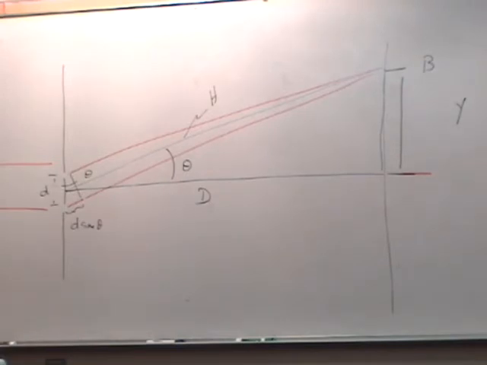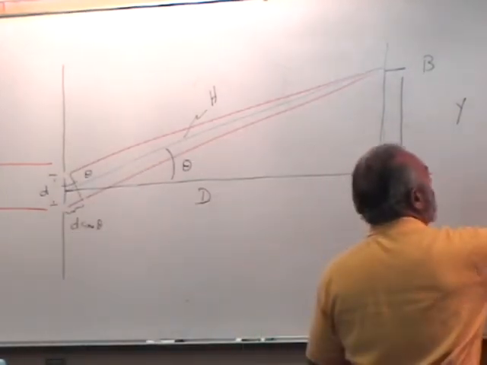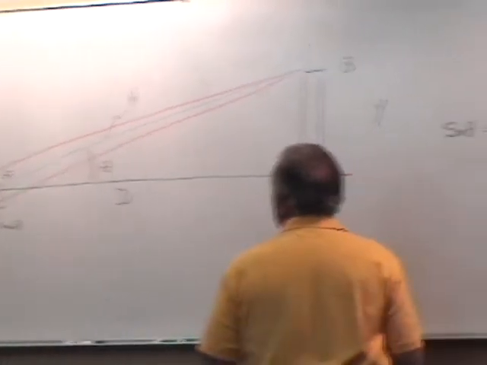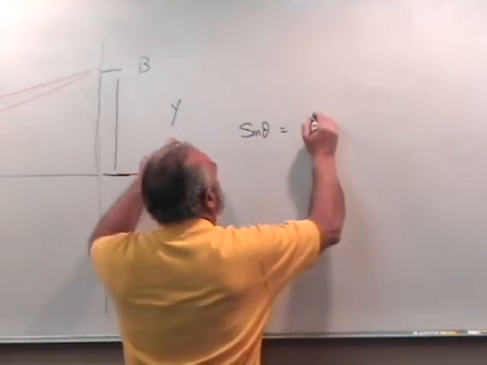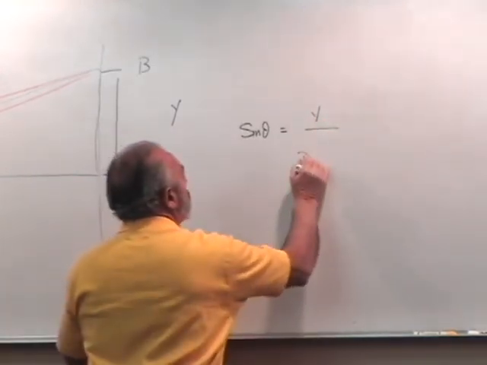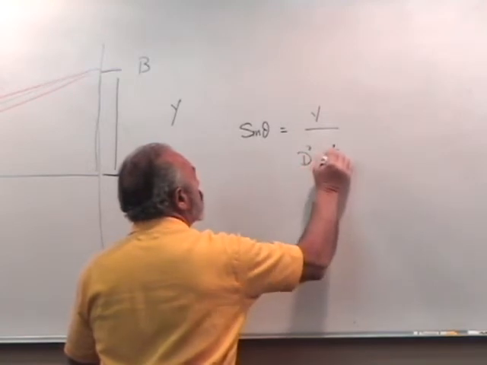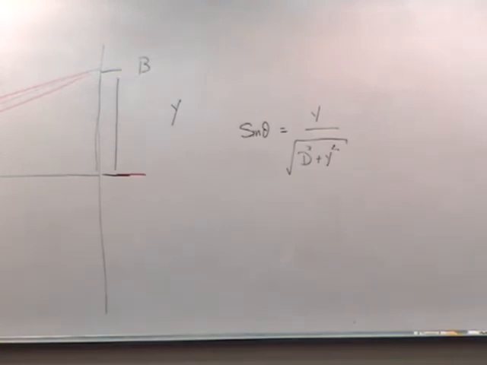However, we can do some very nice geometry, because looking at this angle theta, we can say that sine of theta is equal to y over the square root of d squared plus y squared. There's the sine of theta. All we have to do is measure d, measure y, and sine is the opposite divided by the hypotenuse. We've got the sine of theta.